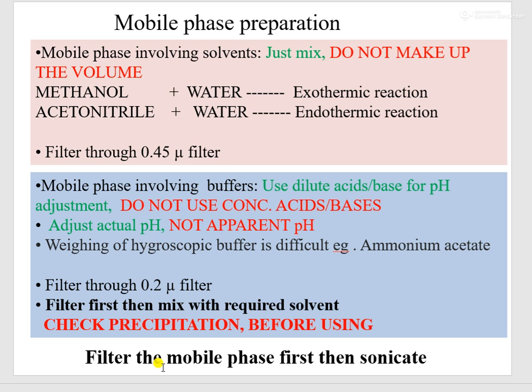Don't do sonication first, otherwise during filtration again the air bubble will be entrapped and the purpose of sonication will be lost, because we don't want any air bubble in our mobile phase. So the mobile phase is sonicated to remove the air bubble. So first filter the mobile phase, then sonicate to remove the air bubble.